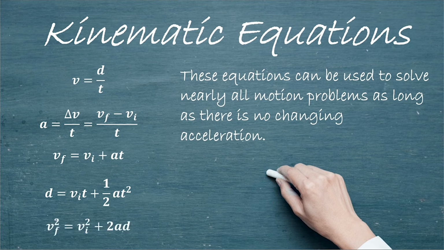And then the last one, Vf squared equals Vi squared plus 2ad. This involves the final velocity squared equals the initial velocity squared, and then you add 2 times acceleration times displacement, and you can get some other information. You can calculate different variables of the object's motion using these equations, and these are called the kinematic equations. Very, very good things to know.